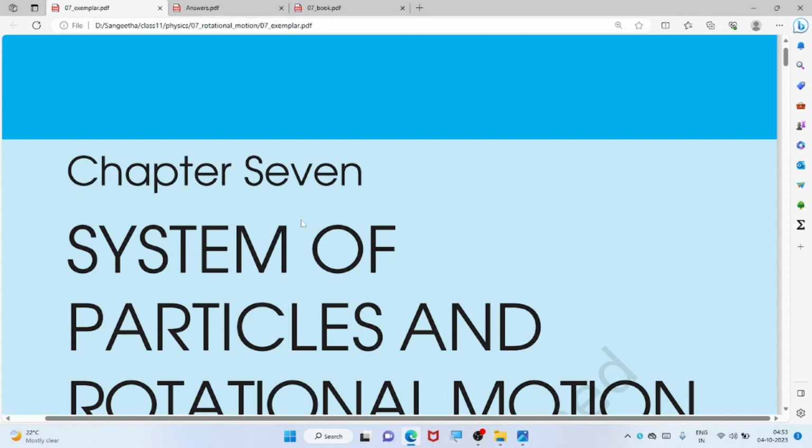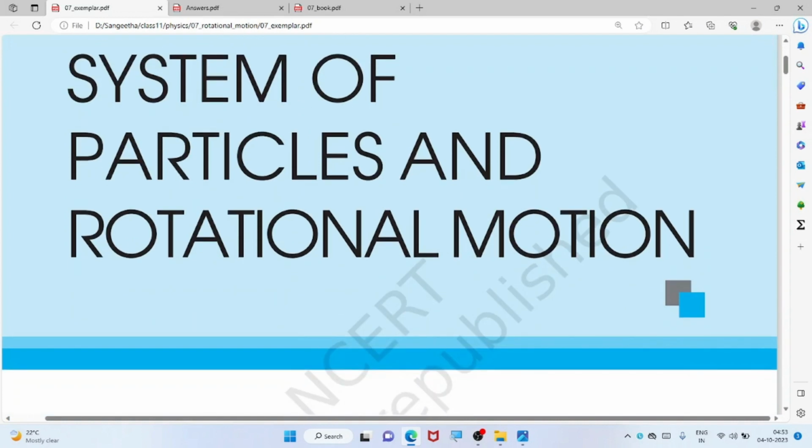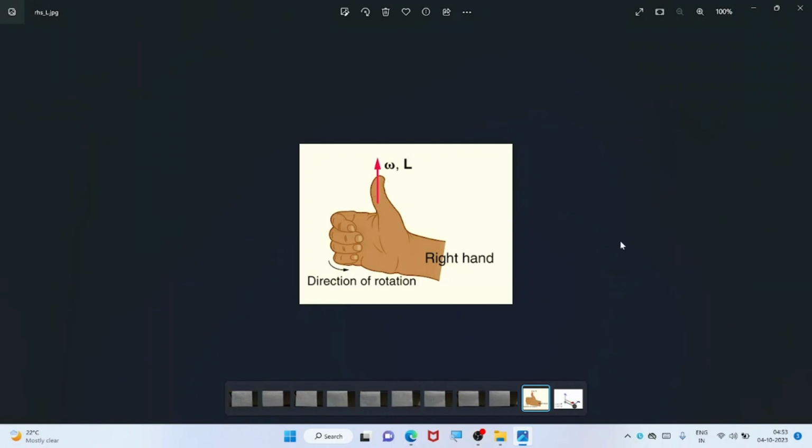We will go through the exemplar problems in the Class 11 physics, chapter 7, system of particles and rotational motion. Now, how to find the direction of the angular momentum and angular velocity using the right hand thumb rule.